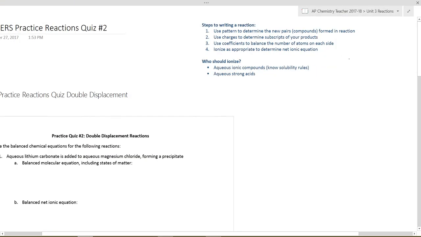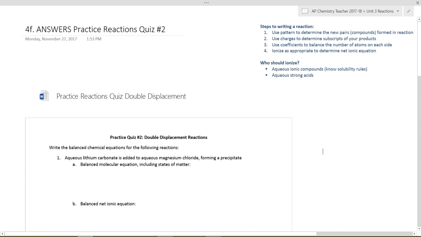Who should ionize? There's only two examples of things that should ionize. We see them a lot, but the things that should ionize are aqueous ionic compounds, like salt dissolved in water, it's going to ionize, and then aqueous strong acids. So those things totally ionize. If it's not one of those things, it doesn't ionize. They'll stay stuck together. So we'll come back to those rules as we go through.